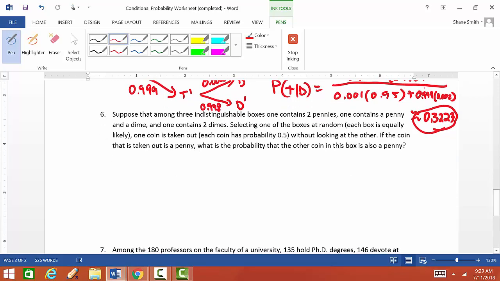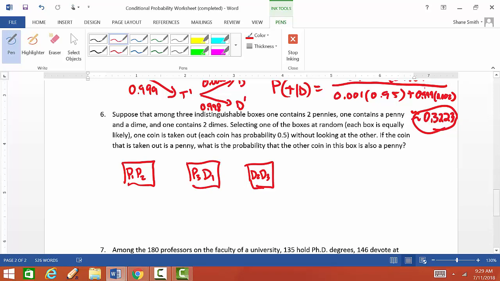I love 6 because people always get this wrong. So you have a box. Actually, you have 3 boxes. And one box contains 2 pennies, which I'm going to denote as P1 and P2. The next box contains a penny and a dime, which I'm going to denote as P3, just to distinguish it from the other 2 pennies, and a dime D1. And then I'm going to do the one with the 2 dimes as D2 and D3. So here's the thing. If a coin taken out is a penny, what is the probability that the other coin in the box is also a penny?